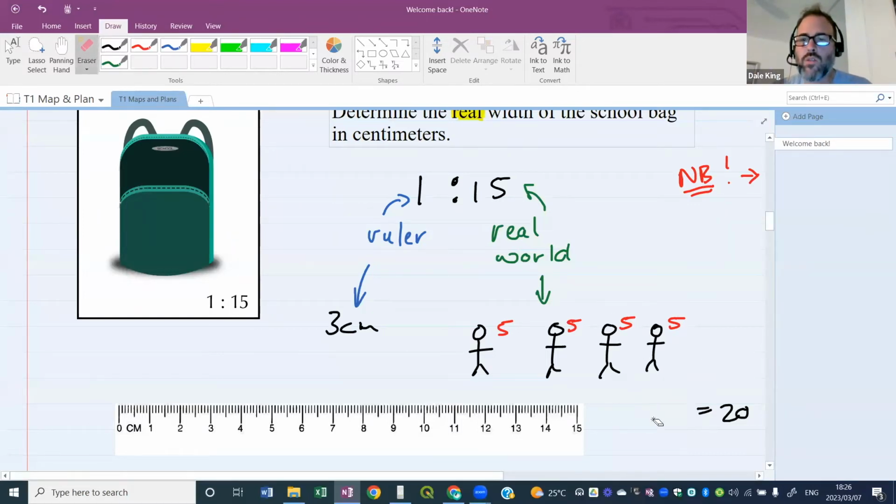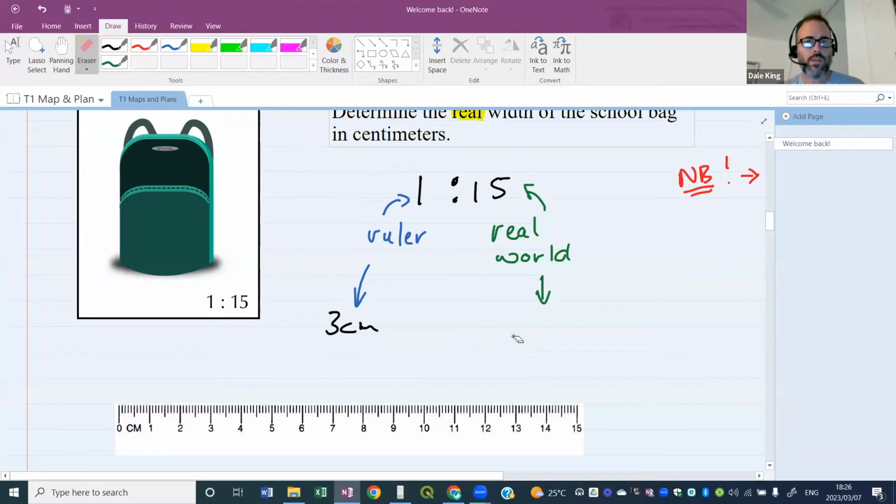It's very similar to how this ratio works. This ratio says for every 1 centimeter on this diagram, you have 15 centimeters in the real world. So what if I measured 2 centimeters on my diagram? How many centimeters will I have in the real world? If one is 15, how many will 2 give me? Double 15. 15 times 2 is 30.